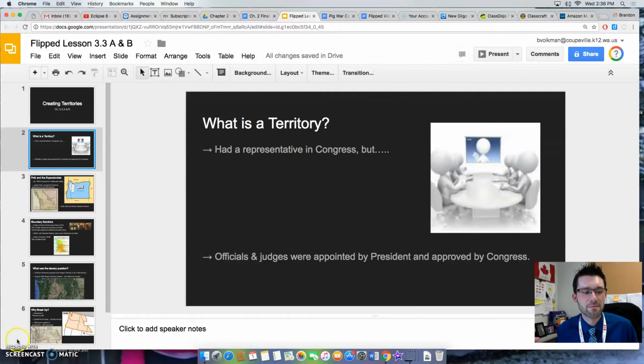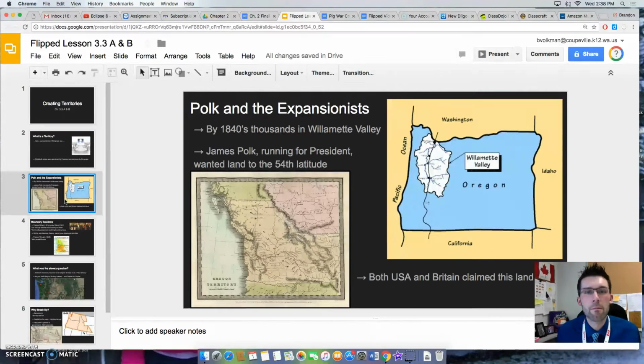Thanks, Mr. Mint. Well, by the 1840s, thousands of people had moved into the Willamette Valley, which is right here on the map. Remember, that's where really good farmland was. James Polk, who was running for president, actually wanted land all the way up to the 54th latitude. Right here is the 49th latitude. 54th would be way up here, about the center part of British Columbia. That's how far he wanted it to go because there were so many people moving in.